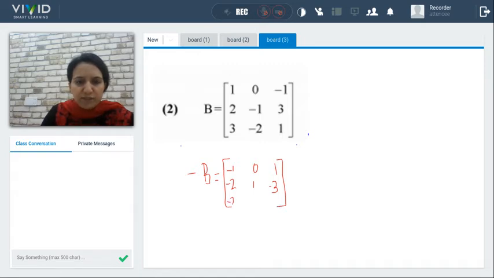It will be -3, 2, and -1. So this is the additive inverse of matrix B. This was question number 2, part 2. I think then it has question number 3, part 3, part 4, part 5.